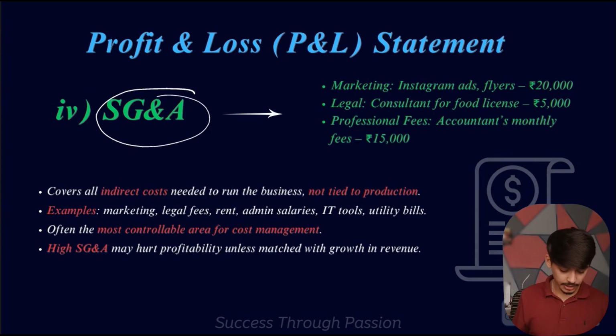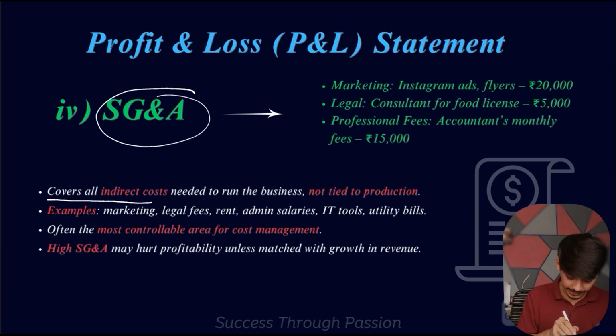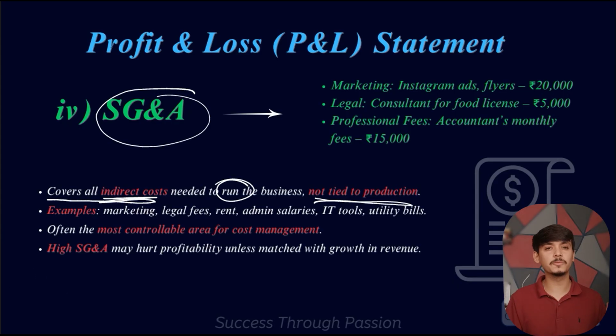To understand SG&A, we have points over here. First is SG&A covers all indirect costs needed to run the business, not tied to production. So as we understood about COGS, that entire amount that is related to production of a particular good will be termed as COGS. And if you are incurring any other expenses around a business which are not related to production, those expenses will be considered as indirect cost and will be plugged into SG&A.